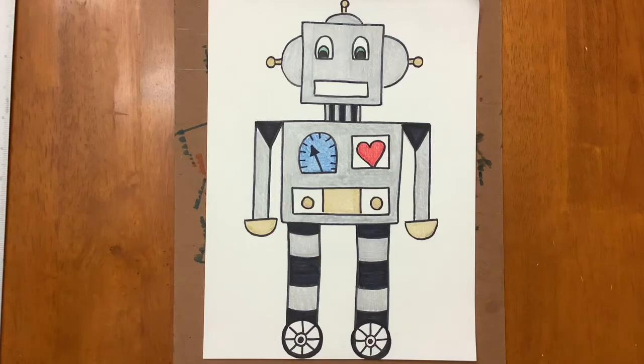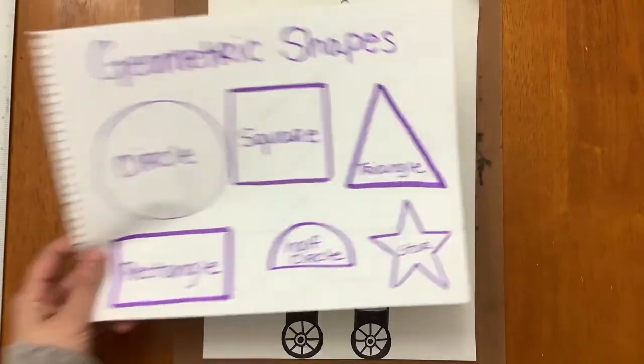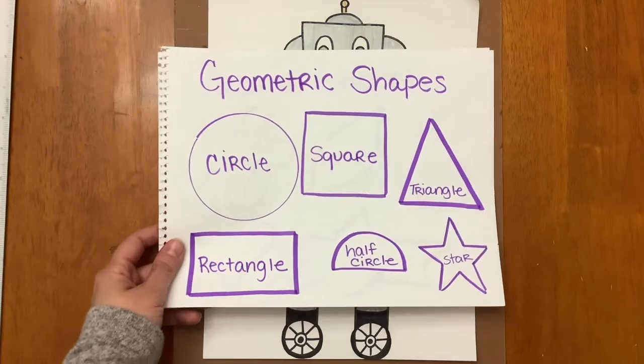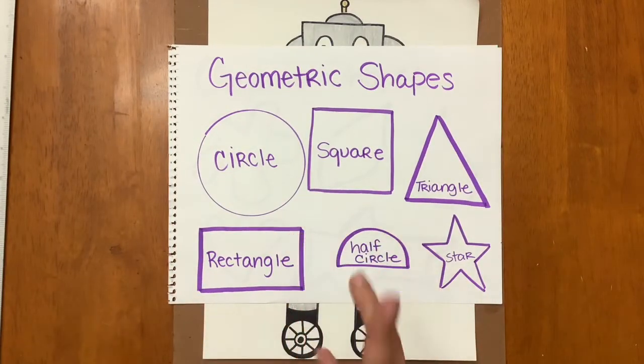Hey guys, so today we are going to be talking about robots and about shapes. So first, before we can get to Mr. Robot, we're going to be talking a little bit about the shapes. And there are two different types of shapes we're going to talk about today. One is called geometric shapes, and the other is called organic shapes.